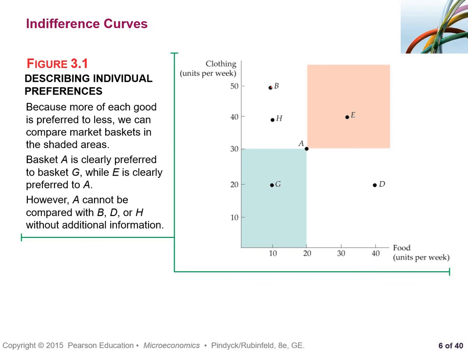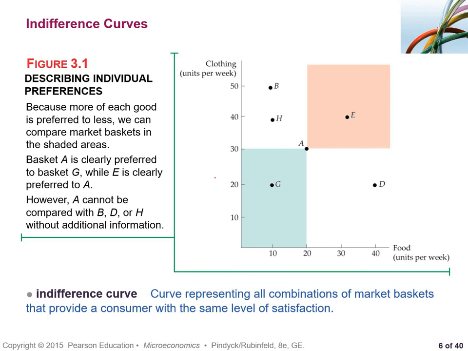But if we want to compare between B, A and D, we cannot say with confidence that the consumer will give preference to D or A or B. Why? Because there is different information, and without additional information we cannot choose between B, A and D. So therefore we are going to introduce another concept here, and that particular concept is the indifference curve.